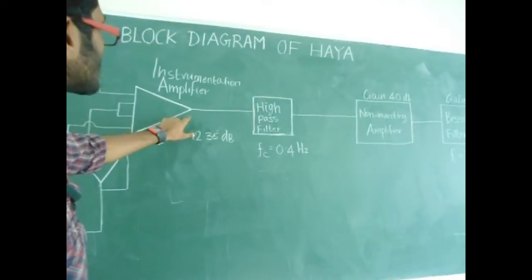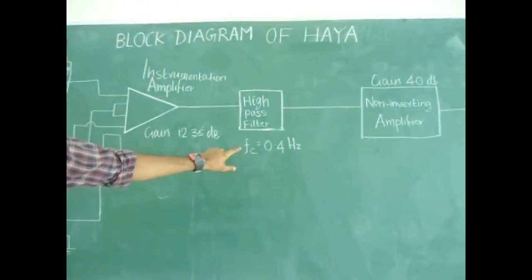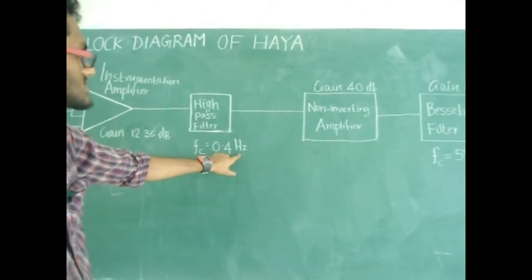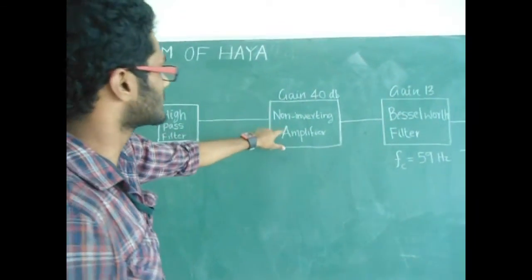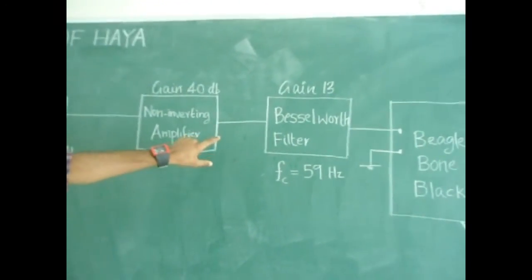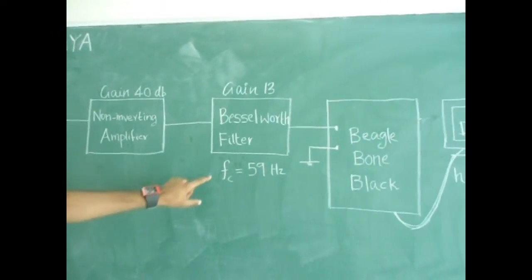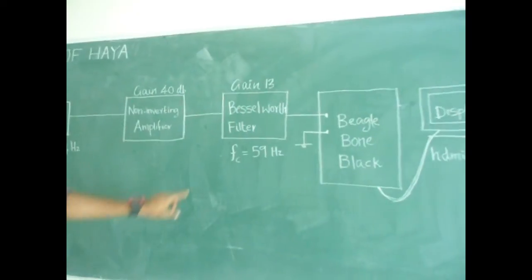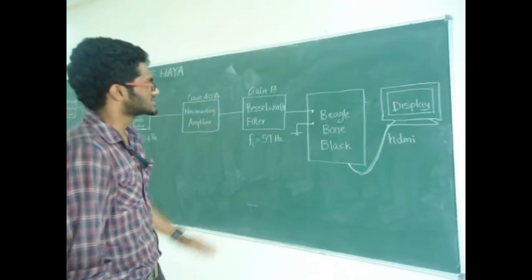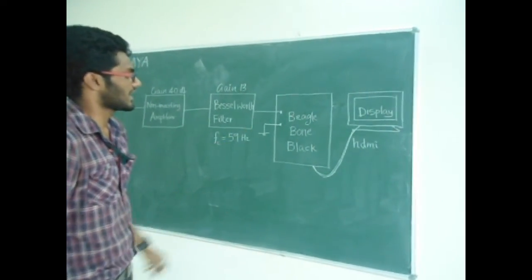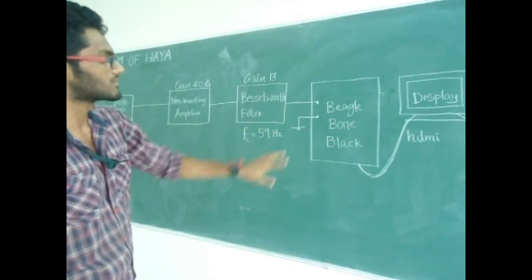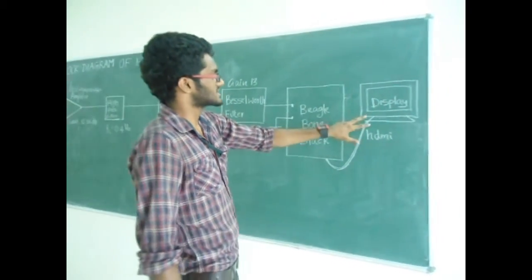The signal from the instrumentation amplifier is given to the high-pass filter with a cutoff frequency of 0.4 Hz. So it allows the frequency range of 0.4 and above. Then the signal from the high-pass filter is given to the non-inverting amplifier with a gain of 40. Then the output from the non-inverting amplifier is given to the Bessel filter with a cutoff frequency of 59 Hz and a gain of 13. Then the signal from the filter is given to the BeagleBone Black, which is a processing circuit. The signal is given to the analog input of BeagleBone Black. The BeagleBone Black consists of analog to digital converter and the output is given to the display.